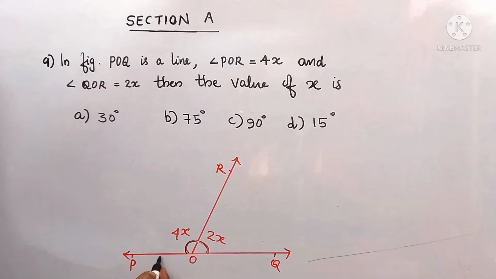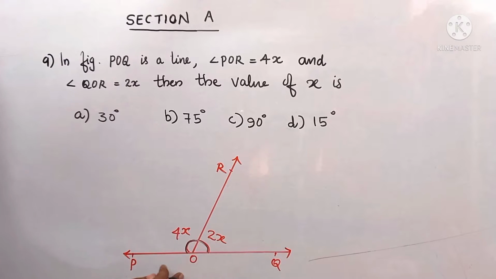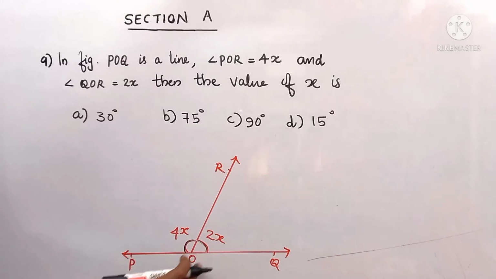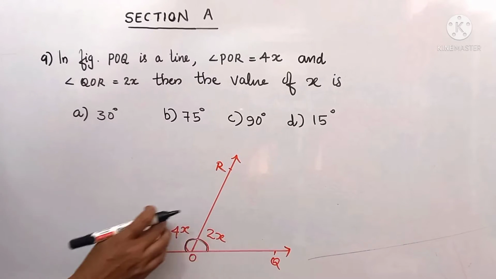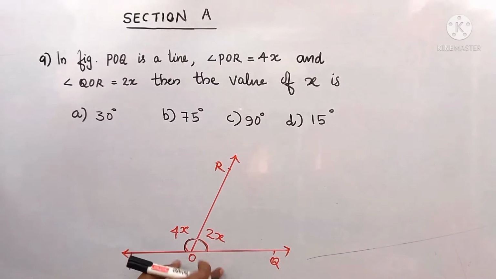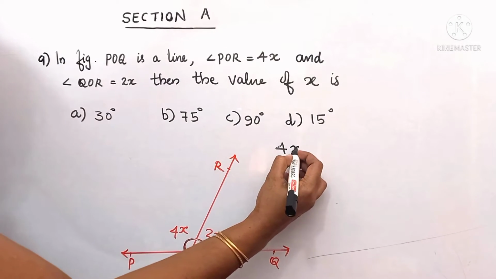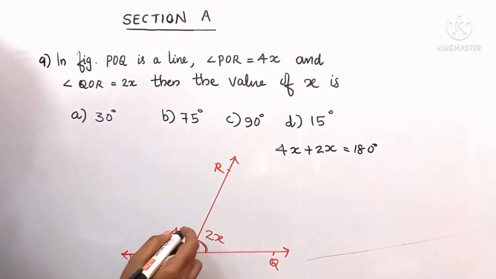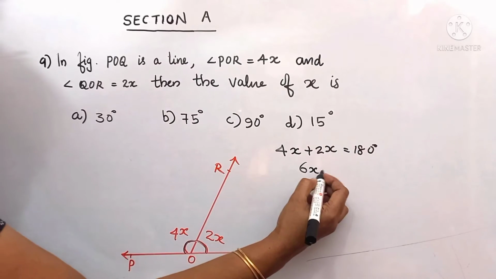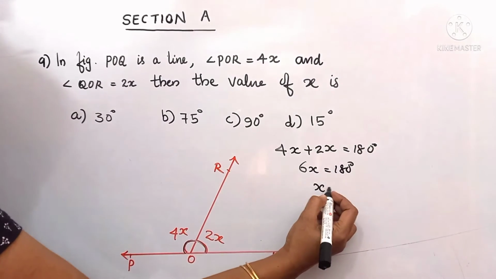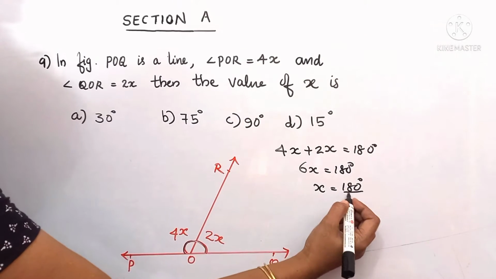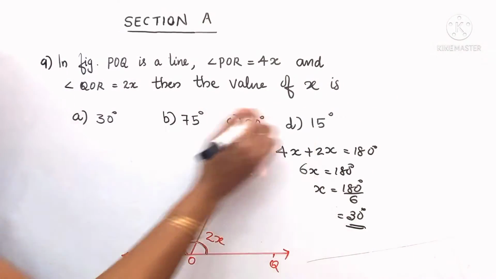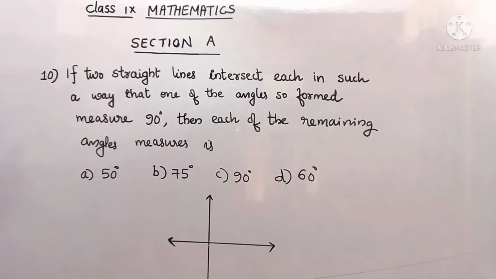Here we know it is a straight angle. 4x and 2x, the sum has to be 180 degree, and these are the adjacent angles lying on the straight line. So we can think about that straight angle, sum of these two angles 4x plus 2x should be equal to 180 degree. Then 6x is equal to 180 degree. Then x is equal to 180 degree divided by 6, that is equal to 30 degree. So the value of x is 30 degree. This is the answer.